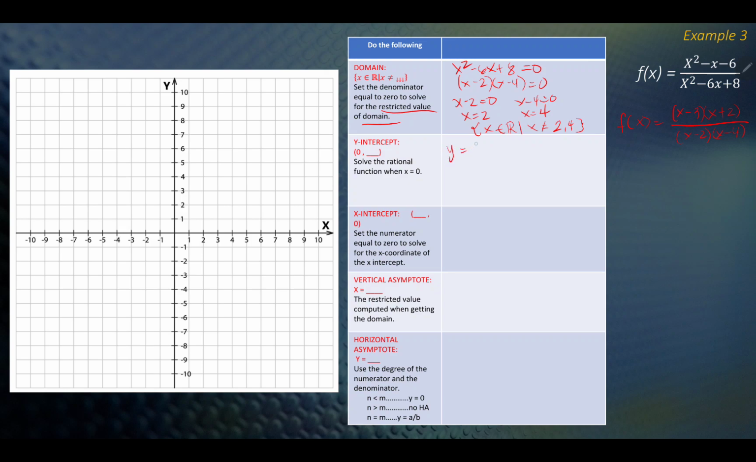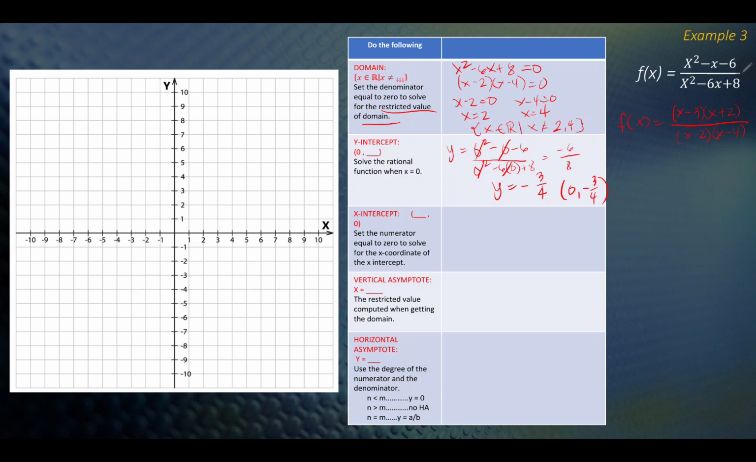So, y is equal to 0 squared minus 0 minus 6 all over 0 squared minus 6 times 0 plus 8. So this one is 0, 0, 0, 0. So we have negative 6 over 8. So our y is equal to negative 3/4. So the ordered pair for the y-intercept is 0 and negative 3/4.